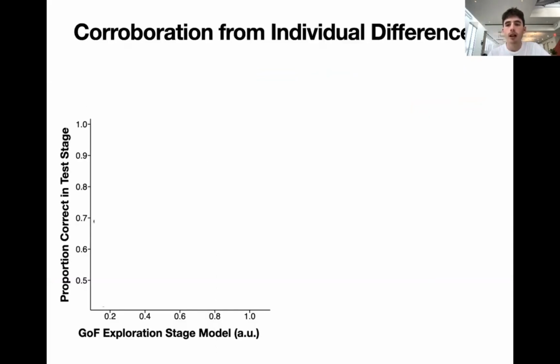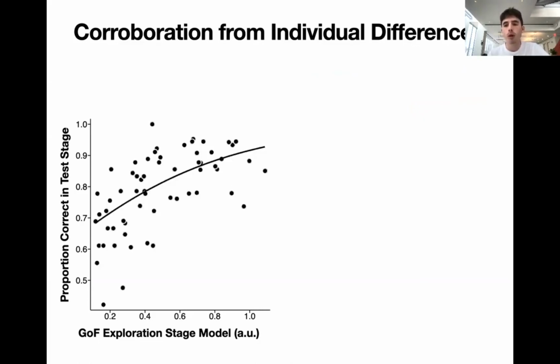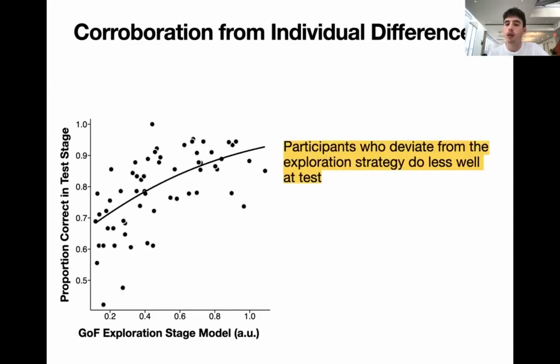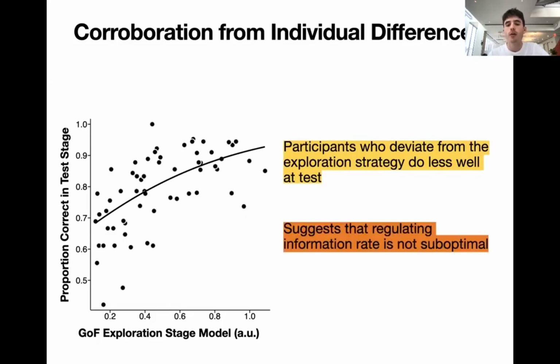In order to answer that, we leverage individual differences. On the x-axis, we plot how well this combined strategy explains participants' choices in the exploration phase. And on the y-axis, how well participants do at test, a measure of their total learning. We see a positive relationship here, indicating that participants who deviate from this combined strategy do less well at test. So at the very least, regulating information rate in this way is not suboptimal and perhaps resource rational.